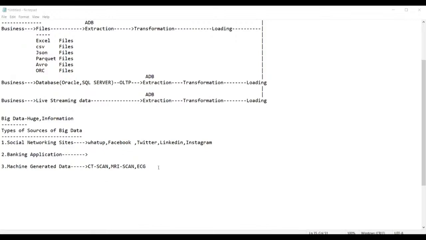Okay, guys, sorry. So now, can you see here, this is machine generated data. After that, the fourth one we can consider here is called what?